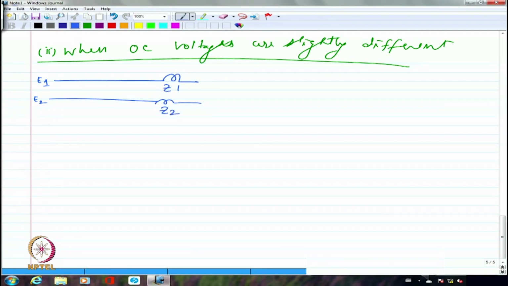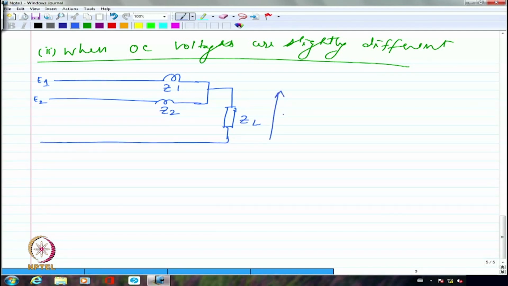And both of them are connected together. And I am going to have a load coming up here. And this is the return path. So this is ZL, right? So this is going to be VL, right? So maybe there are unequal voltage drops also through Z1 and Z2. That is why I am getting the same voltage VL across the terminal, right?